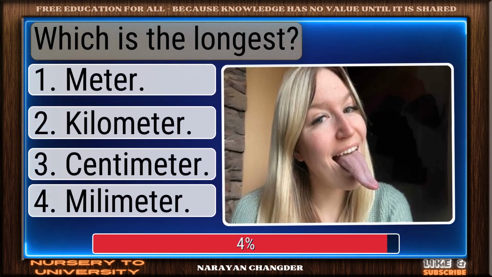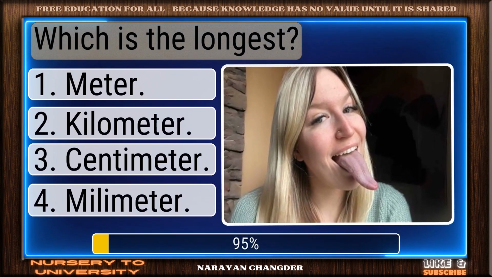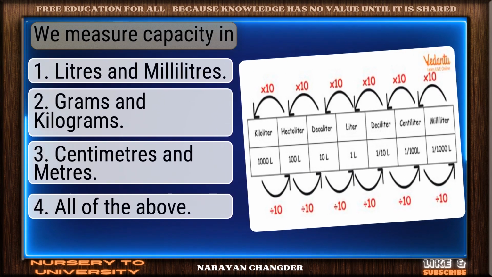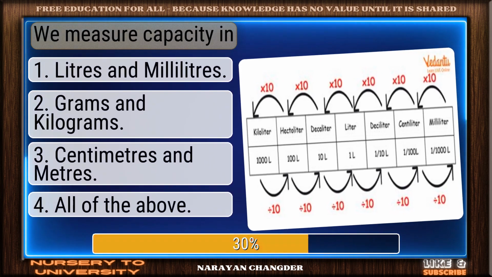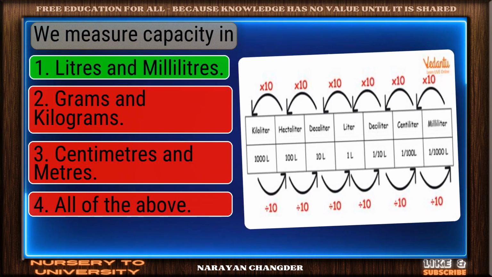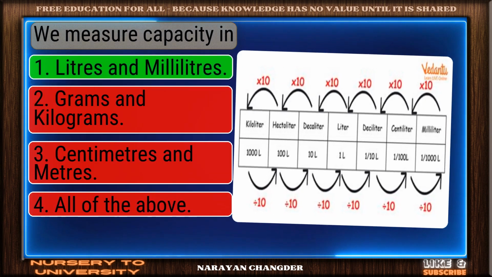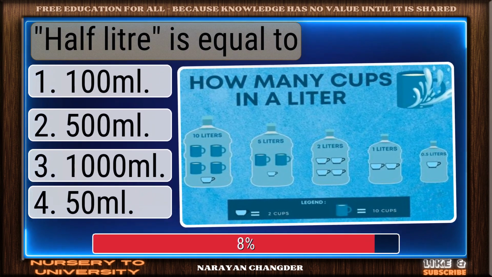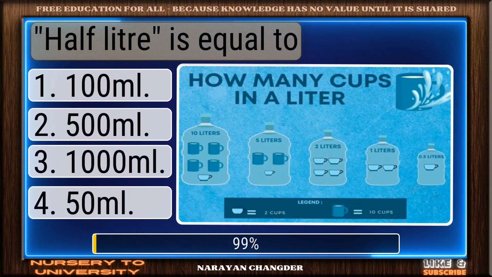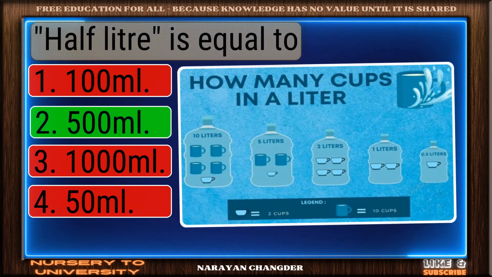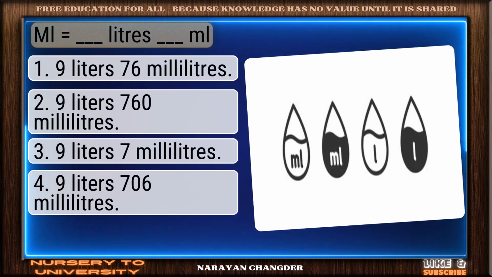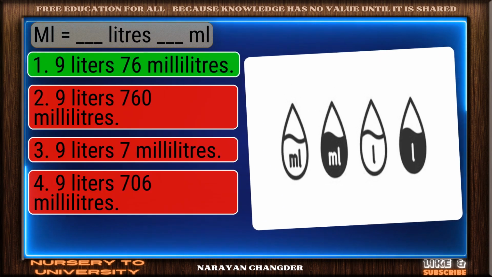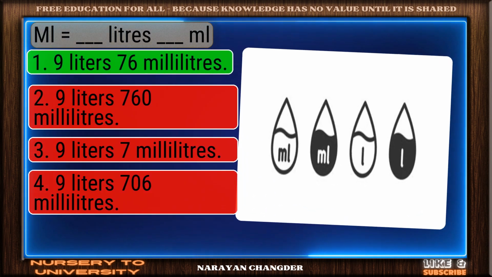Which is the longest? Excellent. Kilometer is a brilliant choice. We measure capacity in. Right choice. Liters and milliliters is the best answer. Half liter is equal to? Great thinking. 500 ml is the right choice. ml equal dash liters dash ml. You chose 9 liters 76 milliliters.